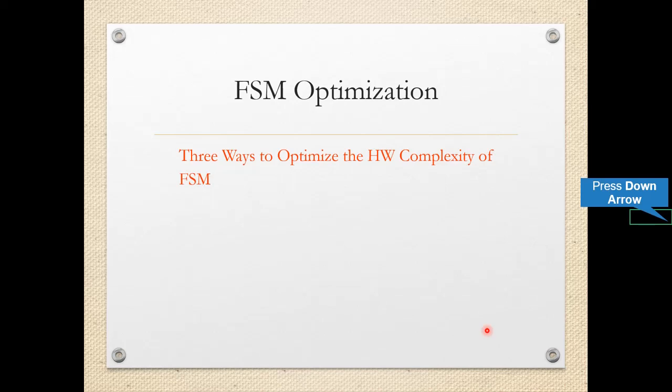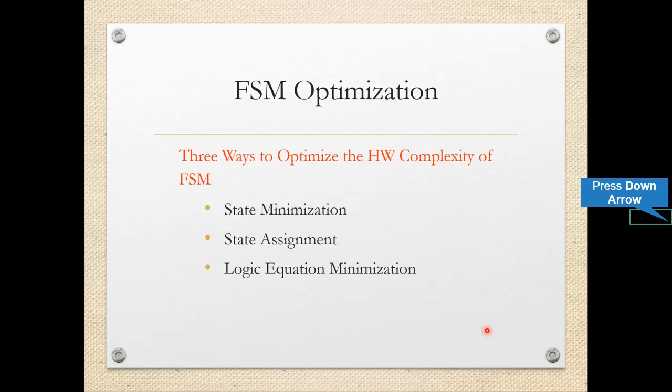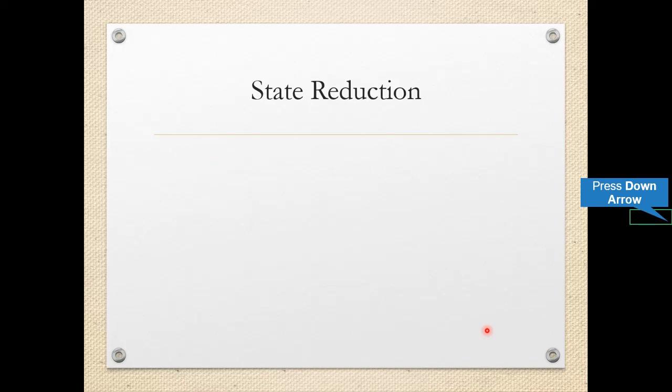So in this whole process of FSM design, there are three steps of optimization also. One by one we will see what the optimization is and how to do it in practice. The first step is state minimization. Second step is state assignment. And third is logic equation minimization. One by one we'll see the details of this.